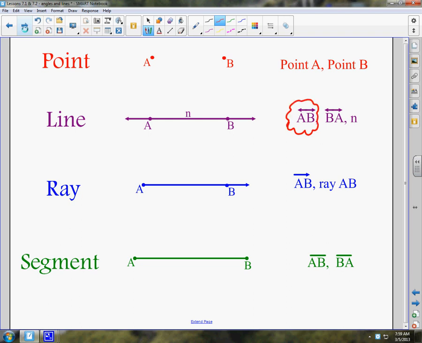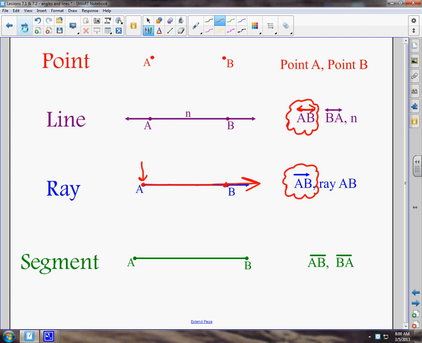You would write A, B, and then you draw a little line on the top with arrows going on either direction. A ray is a little bit different. It still goes through points A and B. However, it just starts there, and then it goes towards B forever. So when you write a ray, you're going to write it with a line with just one arrow on the end. So make sure you're writing down the definition, the example, and then how to write it.